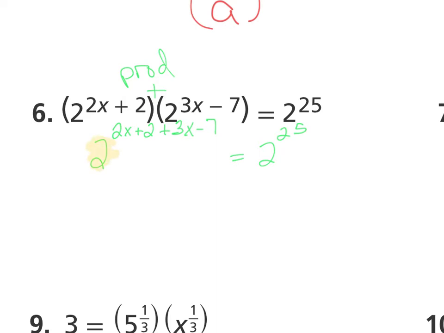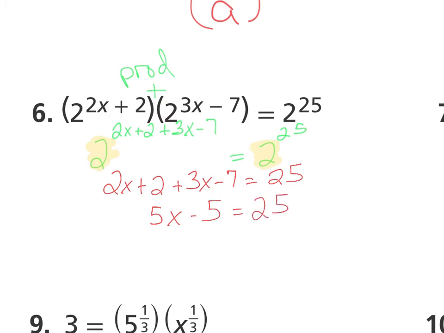and eliminate these bases because I have the same base. So I'm going to set my exponents equal to each other. So now I have 2x plus 2 plus 3x minus 7 equals 25. Combine my like terms, I get 5x minus 5 equals 25. 5x equals 30. X equals 6. Not too bad, right, guys?